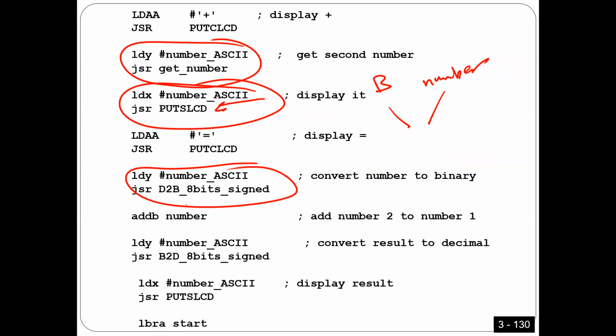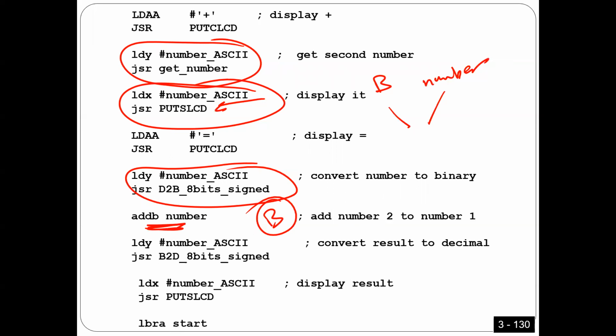So now it is B. Now I have two binary numbers, as you see here, guys. Now I'm going to add B plus number, so I'm going to add them together. And now I got two numbers. I added them, and the result is in register B. But the result is binary. So now I want to display the result on the LCD.